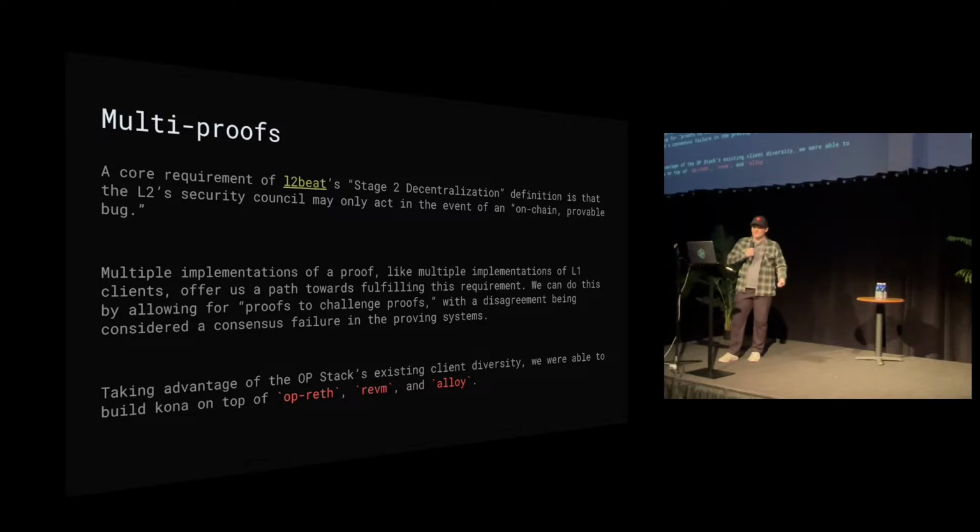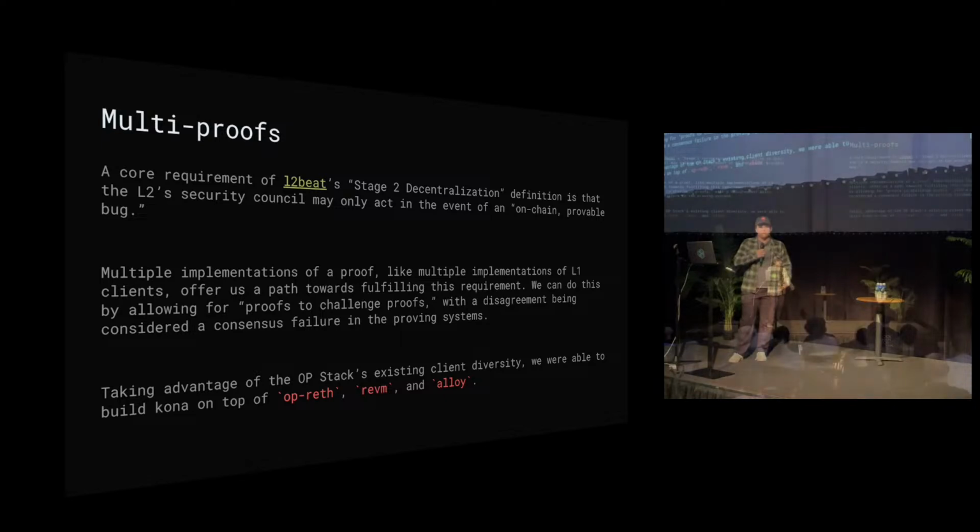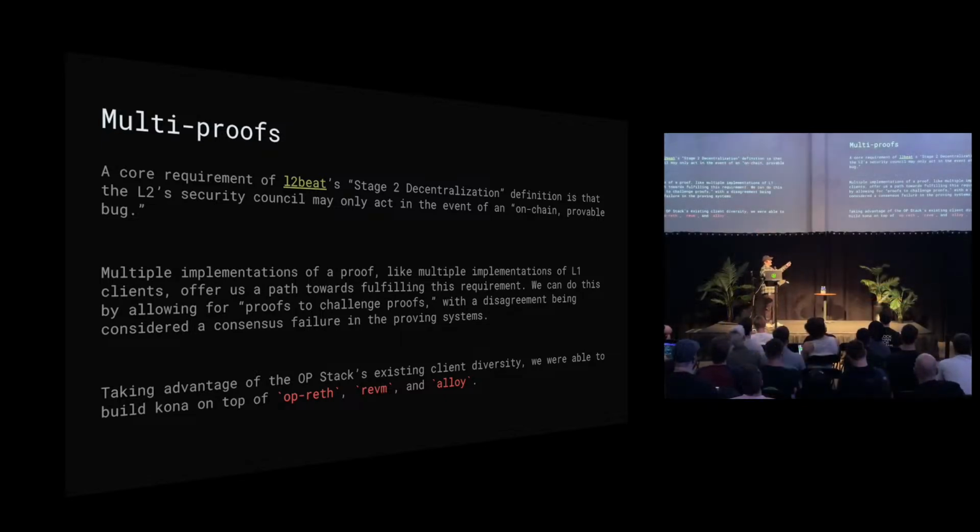So multiple implementations of the proof, like multiple implementations of L1 clients, offers us a sane path to getting here. We can do this by allowing the proofs to challenge proofs themselves inside of the dispute game, with a disagreement being considered a consensus failure and unlocking the action of allowing the Security Council to intervene. Another cool thing is, with our last year's presentation, we already have OP-Reth, which a lot of people in this room have worked on. Thank you guys, you enabled this to happen. It allows us to take that consensus layer and execution layer, smush them together, and have a whole new fault-proof program built on top of a completely different implementation.